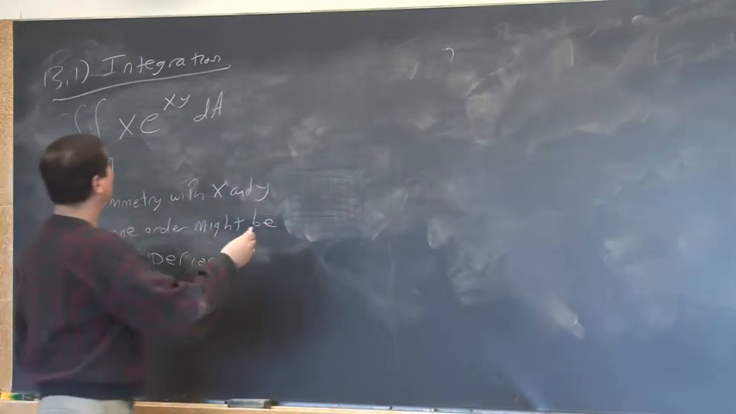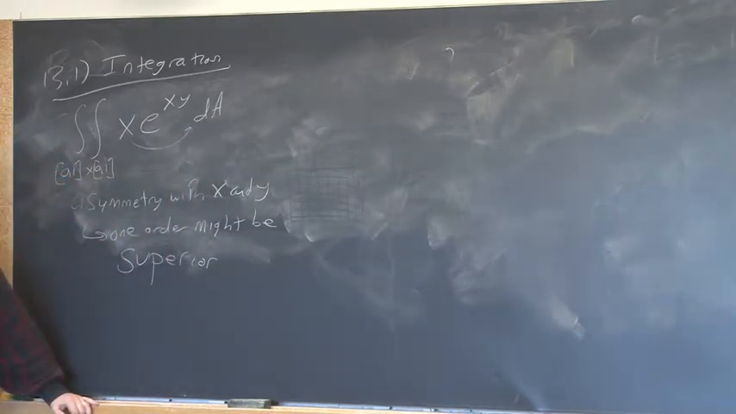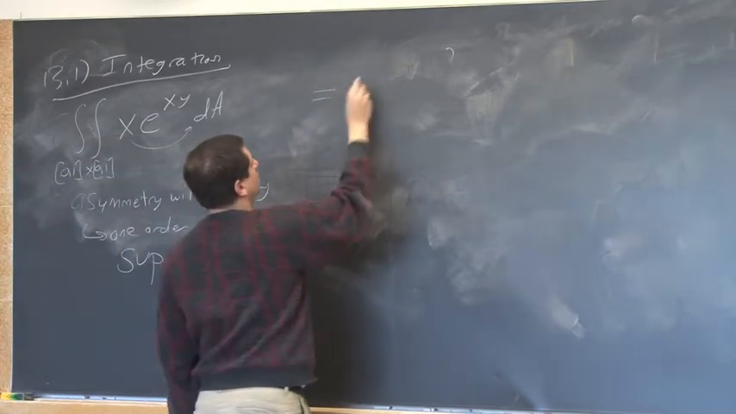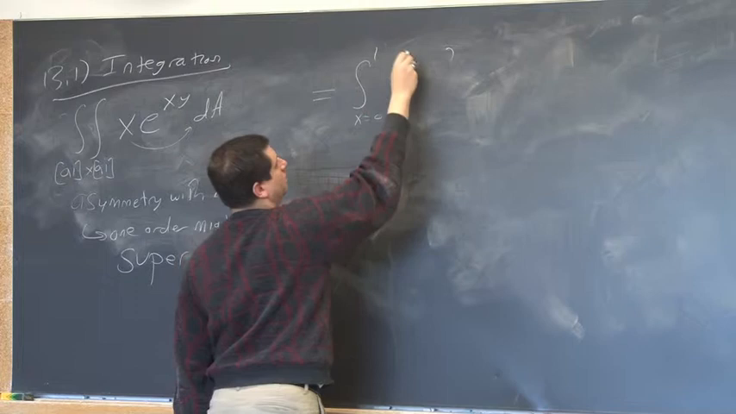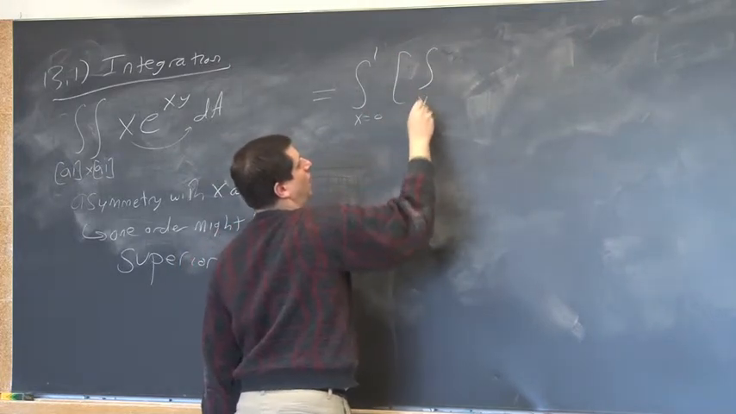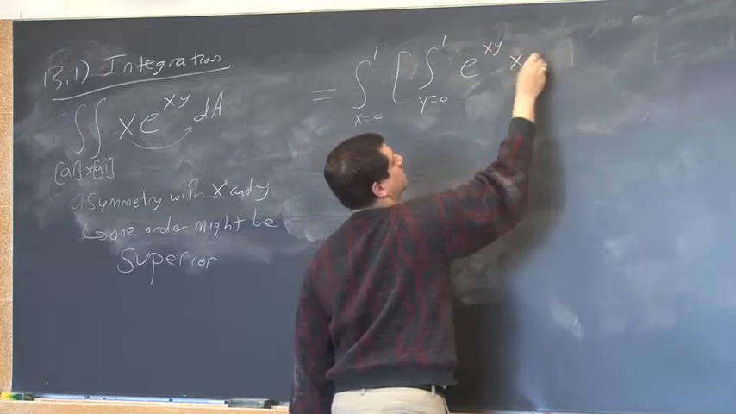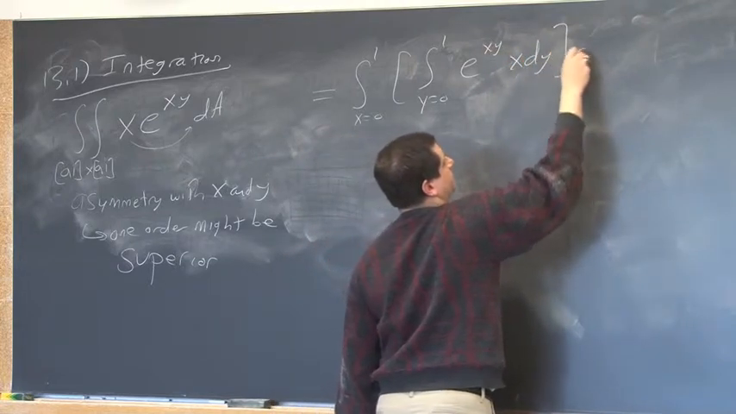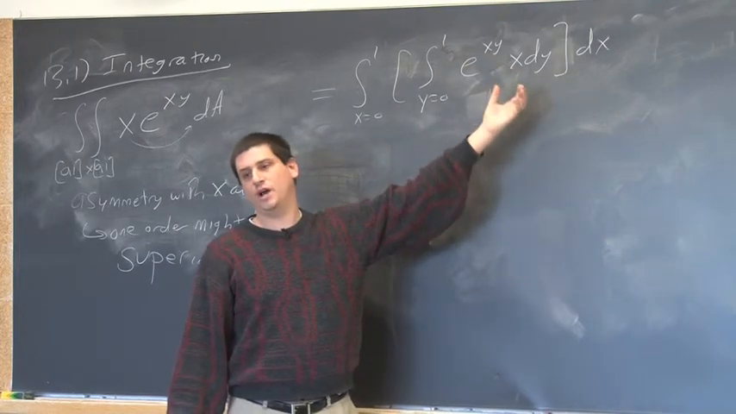What I'm going to do is just move the x over. And then the integration is going to be a lot easier. So this is the same. This is telling me I want to do the y integral first. X goes from 0 to 1. Y goes from 0 to 1. e to the xy, x dy dx. And this is now perfectly set up for the y integral.